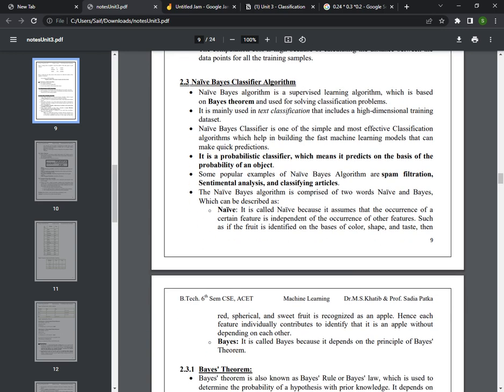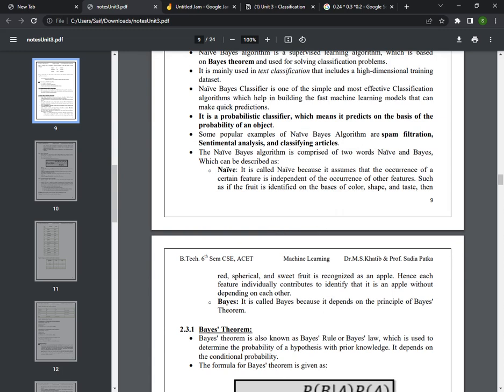Naive, it is called naive. It assumes that the occurrence of a certain feature is independent of the occurrence of other features. Okay, this is one of the points.